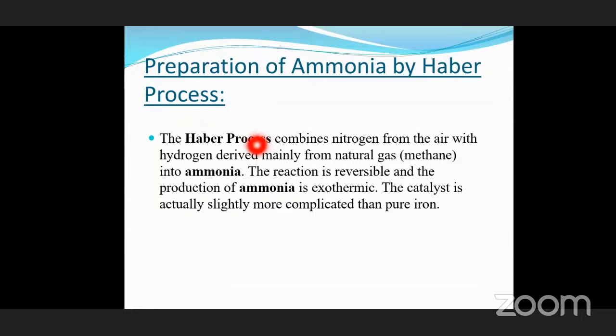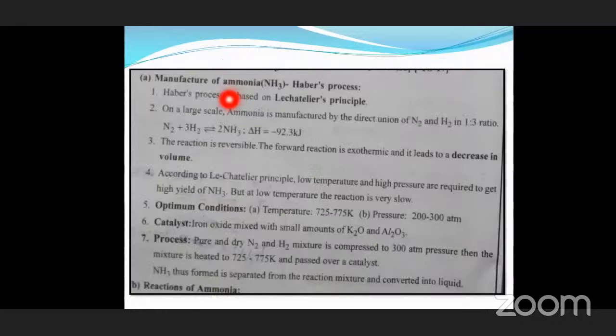Right, here the Haber process combines nitrogen from the air with hydrogen derived mainly from natural gas, that is methane, into ammonia. By using the Haber process, we always have to use some ingredients. The Haber process is based on the Le Chatelier principle, which is discussed in first year chemistry.